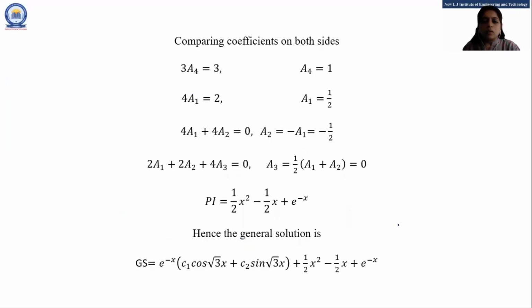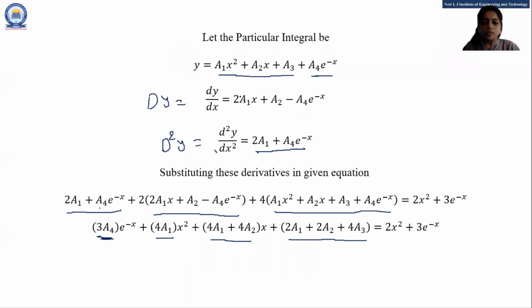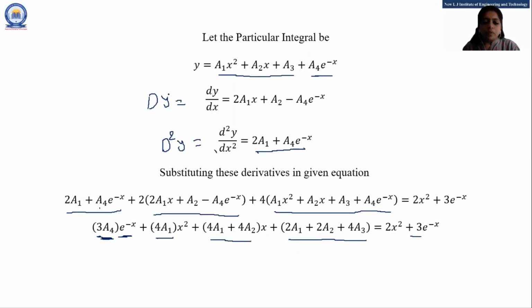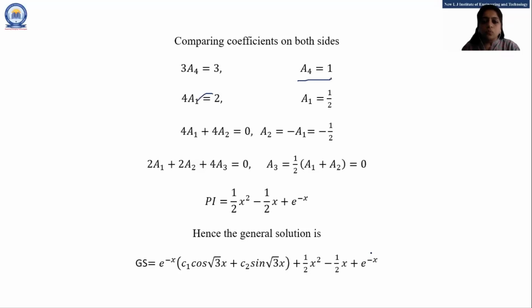Let's start. Now comparing coefficient on both the sides. So multiple of this e raised to minus x on left hand side is 3a4 and right hand side is 3. So 3a4 is equal to 3, right? So a4 is equal to 1. Next, multiple of x square. X square is 4a1 and here multiple of x square is 2. So 4a1 is equal to 2. So a1 is equal to 1 half.